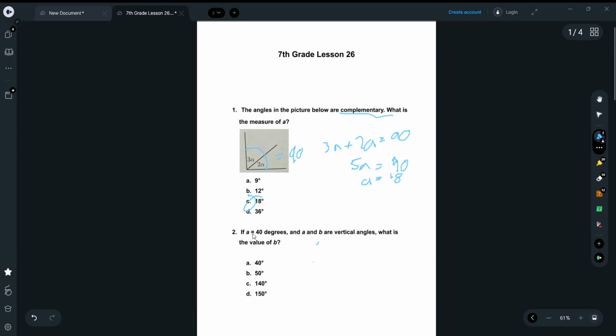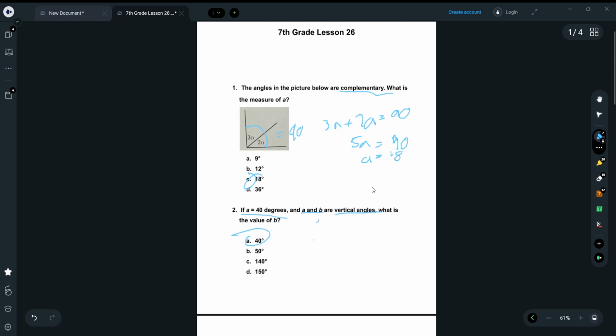In this question, it's asking if A is equal to 40 degrees and A and B are vertical angles. As we just noticed, vertical angles are equal to each other. What is the value of angle B? Since A is 40 degrees, that means A and B are equal to each other. So the answer to this question would be A, 40 degrees. Next question.